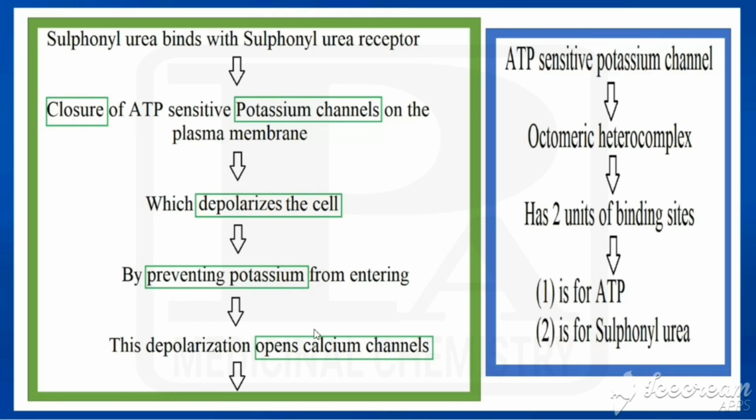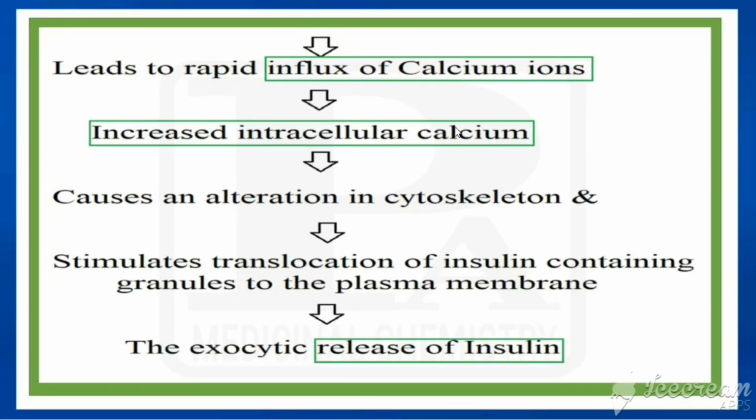This depolarization causes the calcium channels to open, so calcium ions enter. Finally, that causes increased intracellular calcium and an alteration in the cytoskeleton, and stimulates the translocation of insulin containing granules to the plasma membrane, and finally the insulin would be released. So that's all about the mechanism of action of sulphonyl ureas.